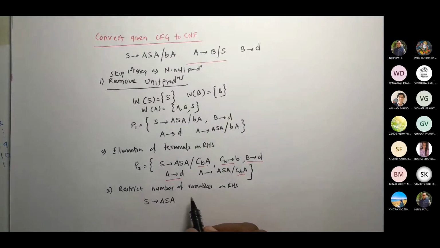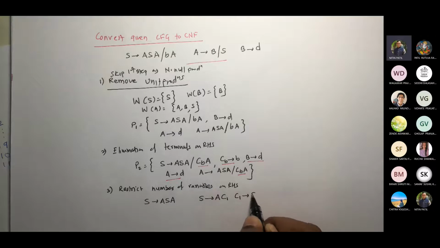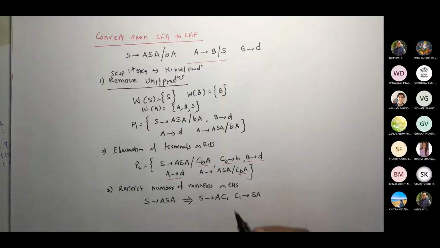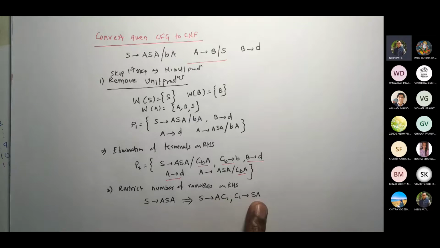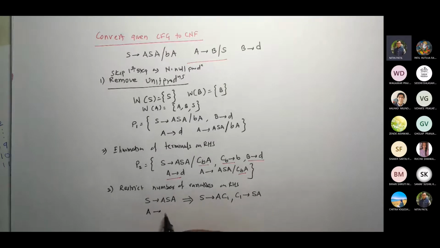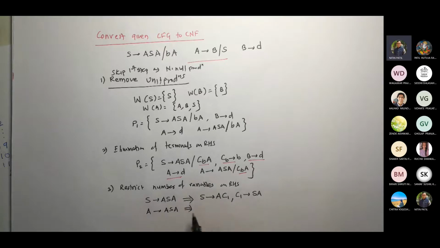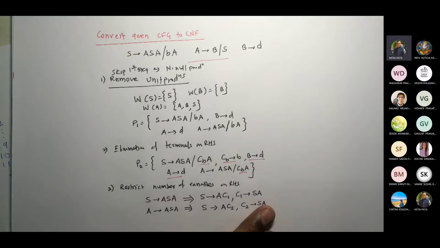So S gives ASA would be replaced by S gives AC1, C1 gives SA. Is that fine? See, I kept the leftmost as it is, and for the rightmost I wrote C1, and C1 gives this, correct? Similarly, the other production A gives ASA results in A gives AC2, C2 gives SA. Now you may say why we are not using C1. You could have, but avoid it. Right now for this example, it will work. If I write only C1, there is no need to write this production. But who knows, these may be all liable.